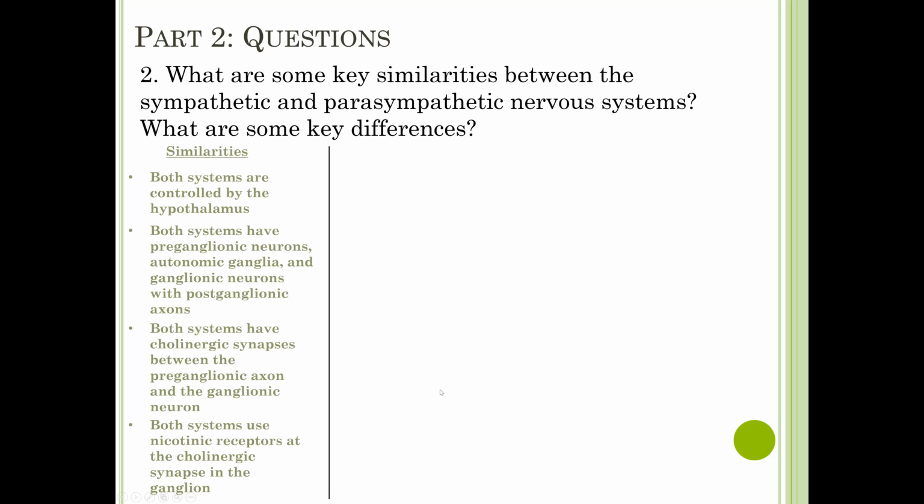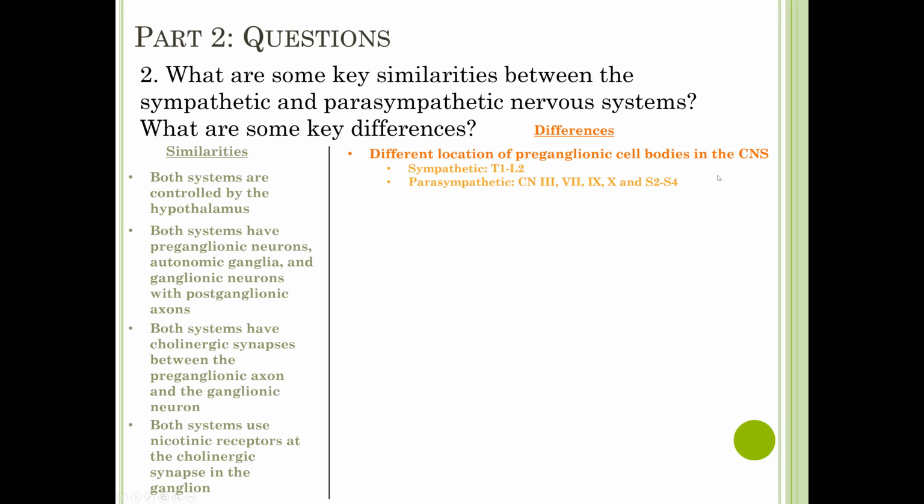Now let's take a look at the key differences. The two systems have different locations of the preganglionic cell bodies in the central nervous system. In the sympathetic division, the preganglionic cell bodies are between T1 and L2 spinal segments. In the parasympathetic system, the cell bodies are where cranial nerves 3, 7, 9, and 10 originate in the brainstem, and then spinal segments S2 to S4. They also have different preganglionic axon lengths. The preganglionic axon is short in the sympathetic division and long in the parasympathetic division.